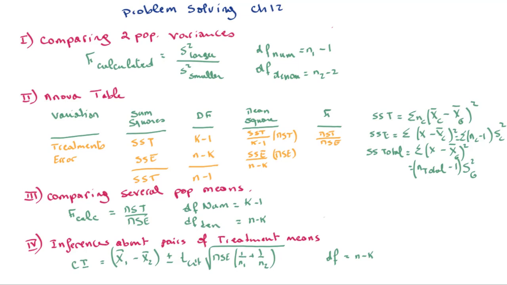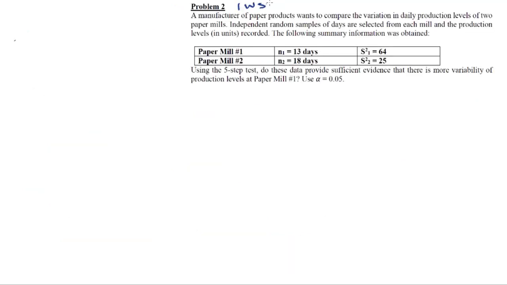To cover the first point, we're going to solve problem 2 from worksheet 7. The objective is to compare the variation in daily production level of two paper mills, paper mill 1 and paper mill 2. To do so, we're going to follow the 5 steps hypothesis testing.